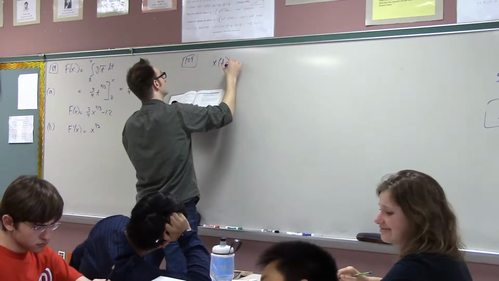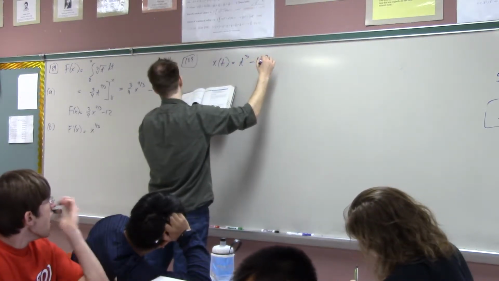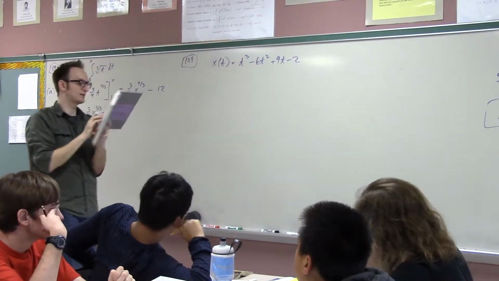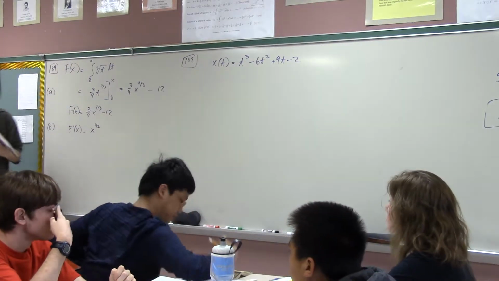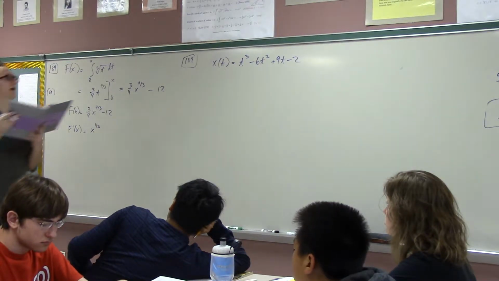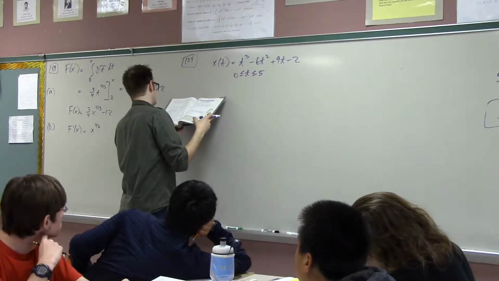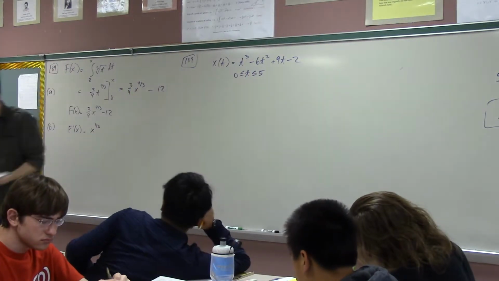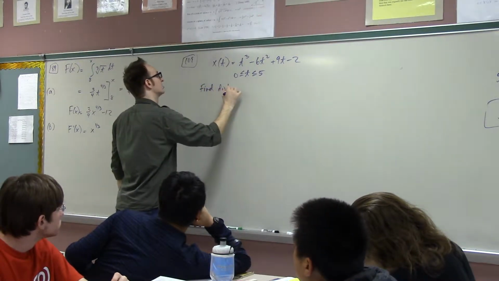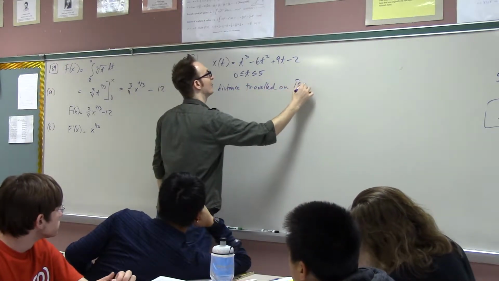First of all, they give you a position function, t cubed minus 6t squared plus 9t minus 2. And t is to be on the interval from 0 to 5. Directions: find the total distance the particle travels in 5 seconds. So find the distance traveled on the interval 0, 5.